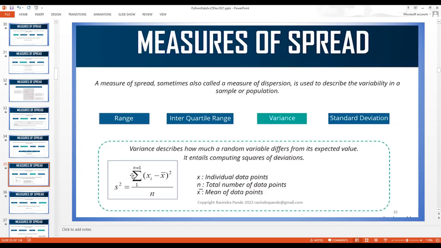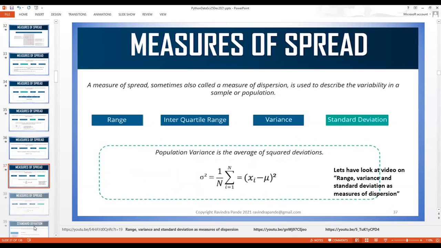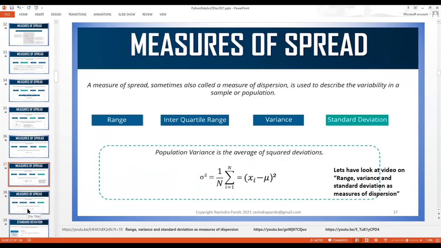Now, the summation of xi minus x bar, squared, for i from 1 to n, divided by the number of samples we are analyzing. That's basically the S square. The square root of that will be our standard deviation. When you calculate variance, I have a video to showcase how this is calculated.